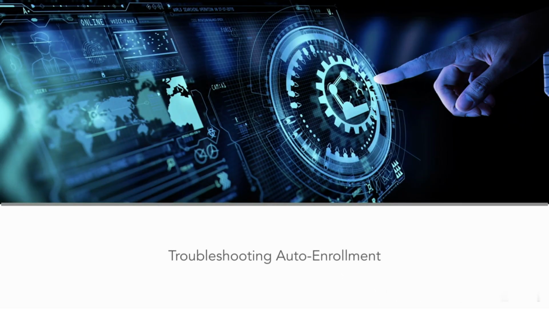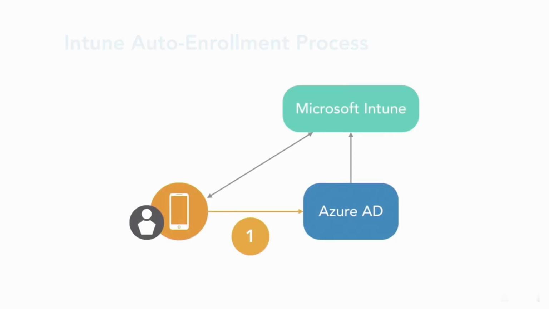There are several ways that devices can be enrolled into both Azure Active Directory and Microsoft Intune. The most common enrollment option for Windows 10 devices is to use auto-enrollment. Auto-enrollment is a three-step process.